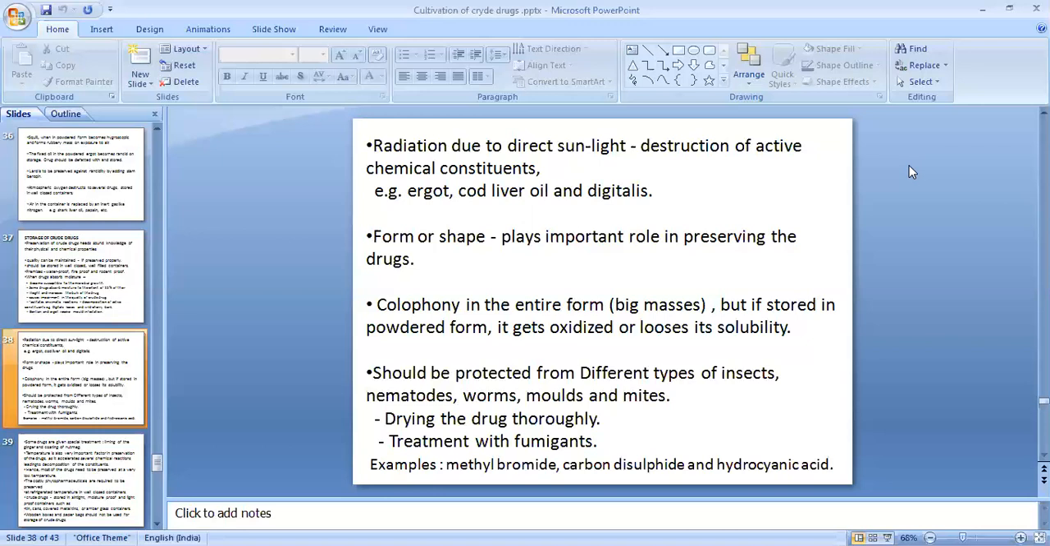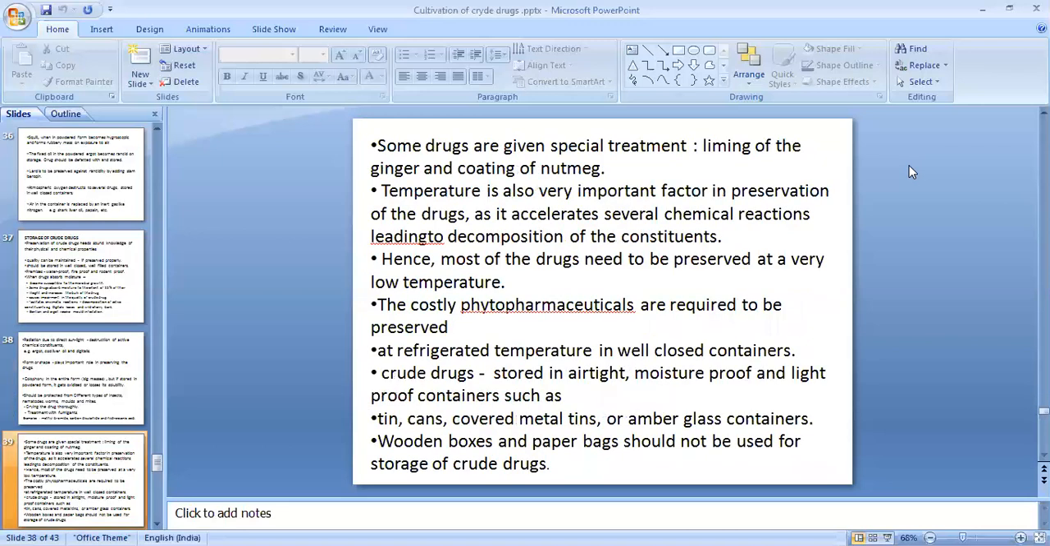And during the storage, the drugs should be protected from different types of insects, nematodes, worms, moles, and mites, and also rodents. To prevent this, drying should be done thoroughly. And often the storage area should be treated with fumigants. The different types of fumigants you use are methyl bromide, carbon disulfide, and hydrocyanic acid. And some of the drugs will be treated specially to improve their pharmaceutical elegance, for example, liming of ginger and coating of nutmeg. During the storage, the temperature also plays an important role. Sometimes it triggers chemical reactions, which lead to the decomposition of chemical constituents. So always the drug should be stored at a low temperature.